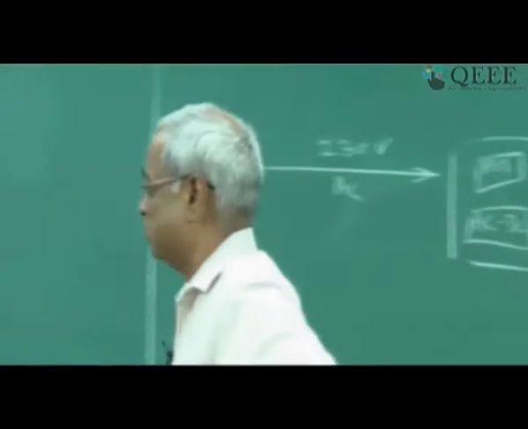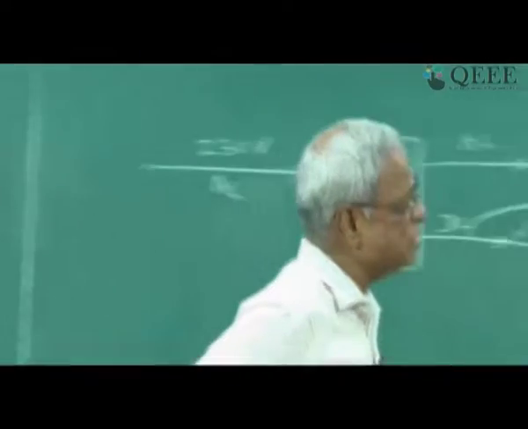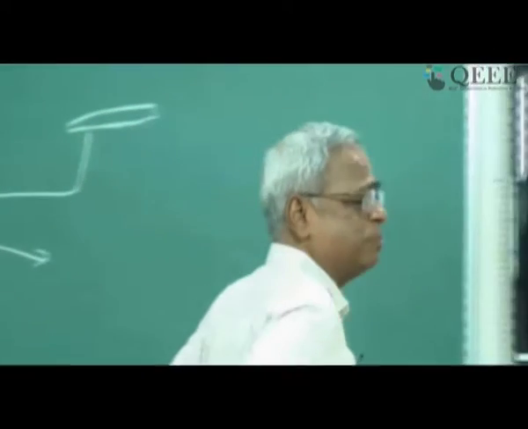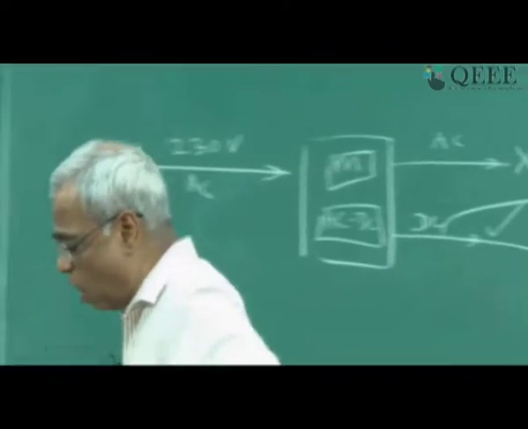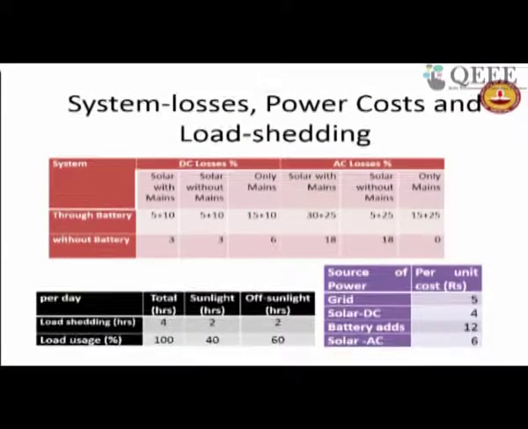What is the cost? These are closer to: grid cost is 5 rupees. Well, it depends on whether it is an industry or an office complex, it may cost 7, 8, 9 rupees today in Chennai. Solar DC cost is only 4 rupees, maybe 4 rupees 50 paise, 4 rupees 25 paise. Battery will add 12 rupees more. Remember the battery, there will be a charging cost plus there is a cost of the battery, 12 rupees more. And solar AC will cost about 6 rupees.